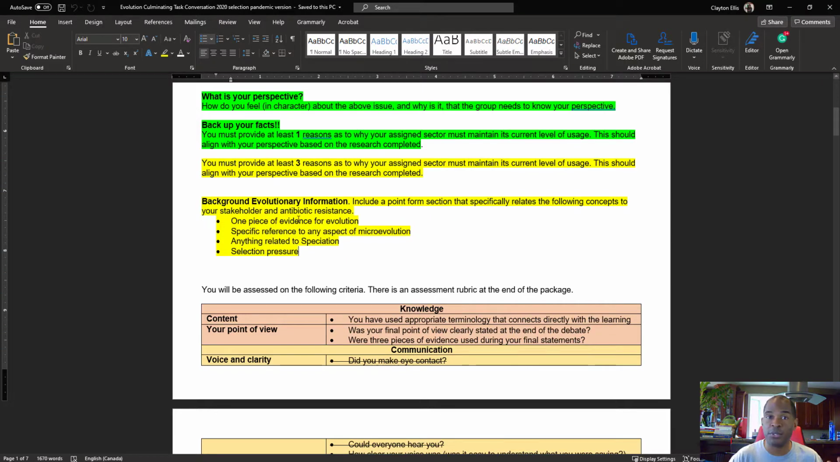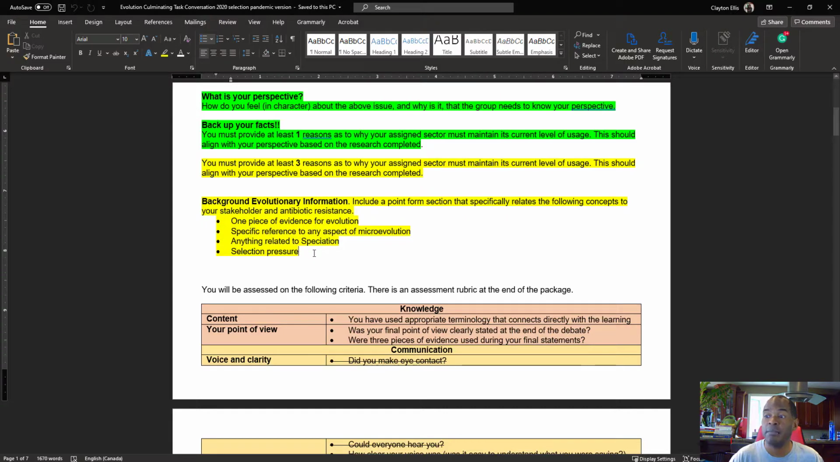So we talk about fossils and biogeography and comparative anatomy, comparative embryology, microbiology, the DNA. Should have specific reference to any aspect of microevolution. Many of you are probably going to select natural selection, but there's also mutation and some of the other things, like gene flow, and I'm not going to go into all those things. Anything related to speciation. So we did a week on speciation. That was the week that we just finished. So how a new species comes to be, which is very relevant to what we're talking about.